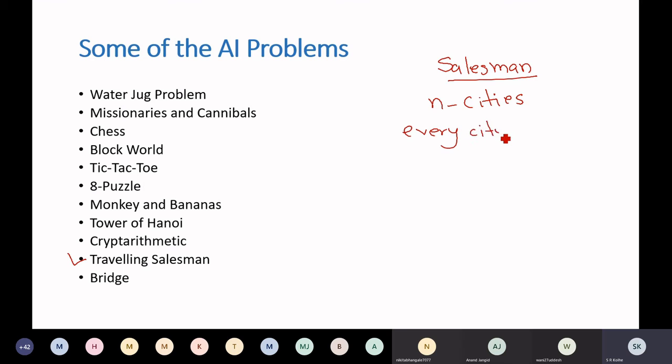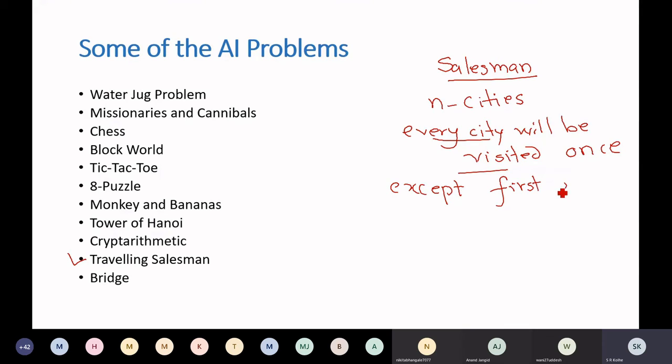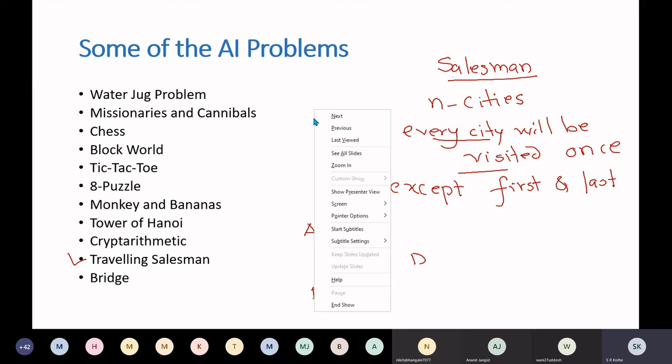Every city will be visited once, right? This is the condition that has to be satisfied, except for the first and last, because the salesman has to make a round trip. For example, suppose there are 5 cities. For simplicity, we will assume that their names are A, B, C, D, E, and the salesman has to make a round trip. So what are the options?